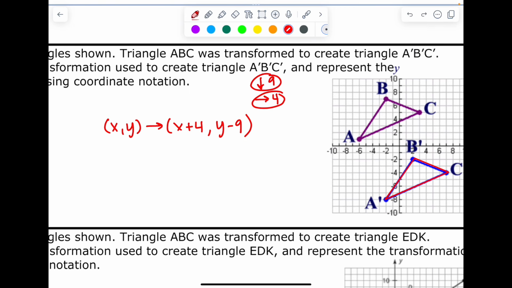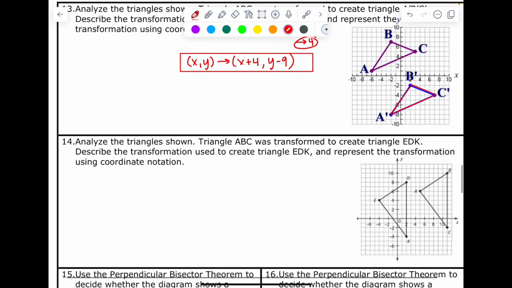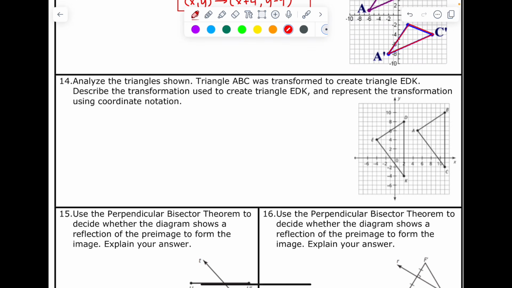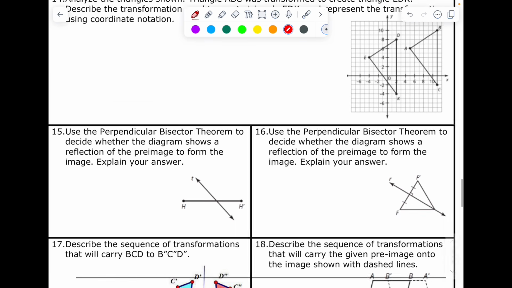Okay. All right, there we go. Try number 14. Okie dokie, artichoke. Number 15.